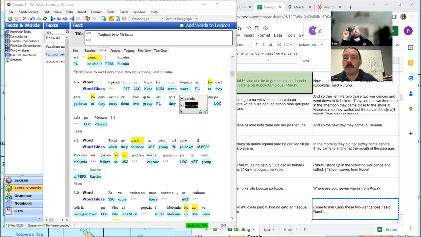The canoe is the word they're using for group in this. Yeah. Carry these two war canoes. They're not talking about the canoe. They're talking about the people inside the canoe.